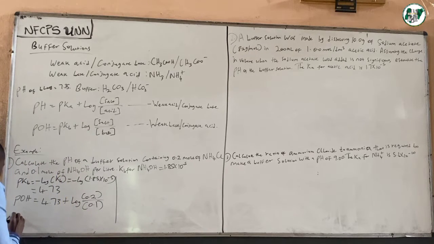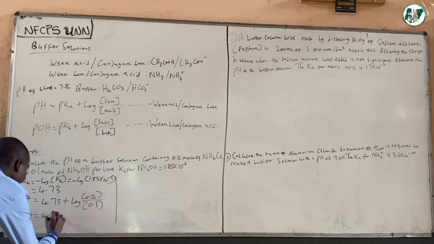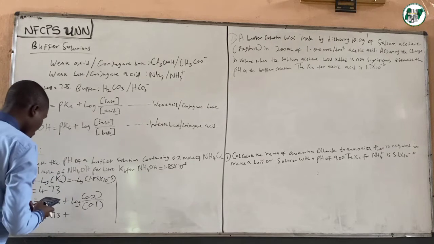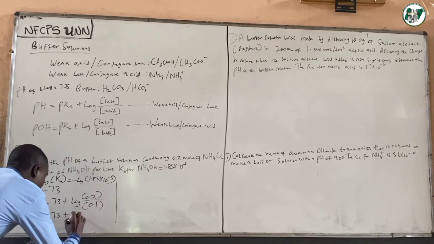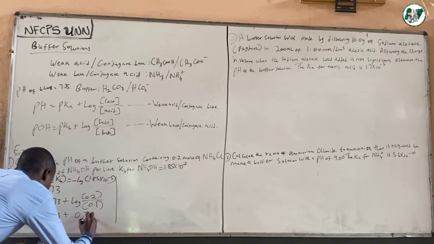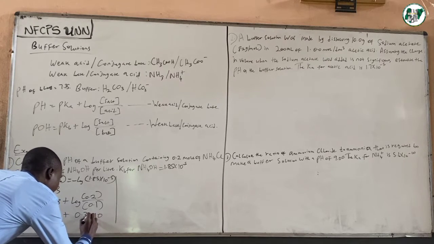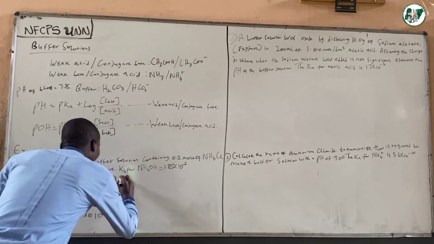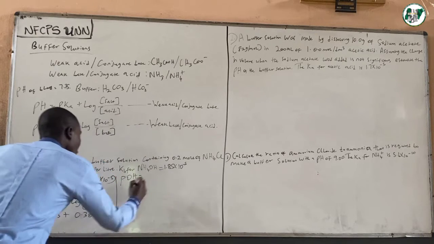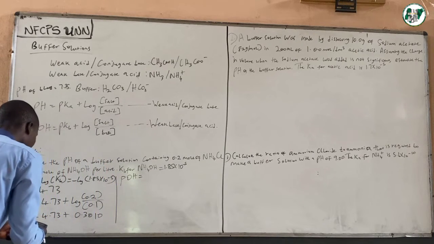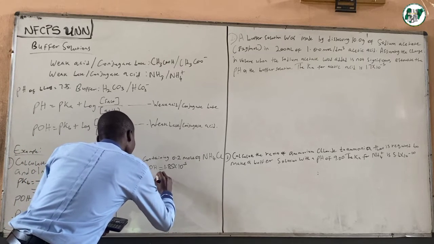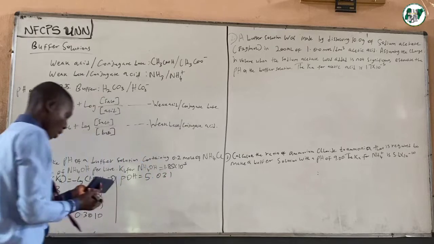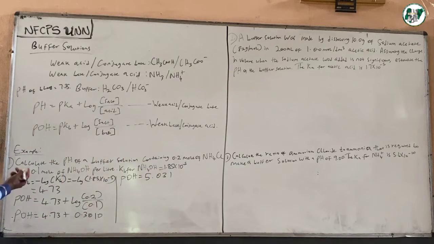So our pOH is equal to 4.73 plus 0.2 divided by 0.1, which gives us 2, and then log of 2 is going to give us 0.3010. So our pOH is equal to 4.73 plus 0.3010, and that's going to give us 5.0301. Meanwhile, our question says calculate the pH.